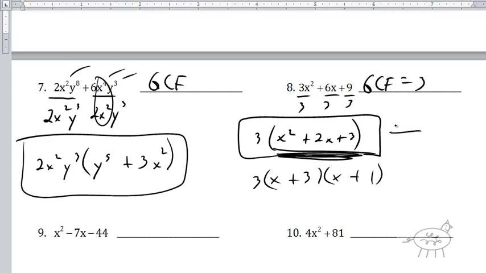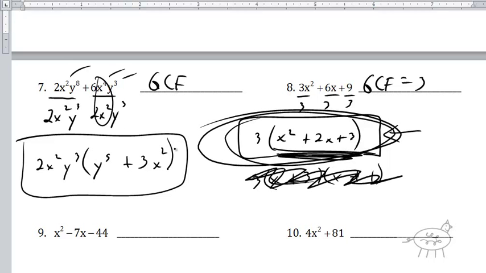I kind of did this on purpose because in the next part of the chapter, you're going to have to do more than just that. You're going to have to look for greatest common factor and then difference of 2 squares, or perfect square trinomials, or trinomials. But for now, we don't really even have to do that. This is our final answer right here: 3 parentheses x squared plus 2x plus 3.